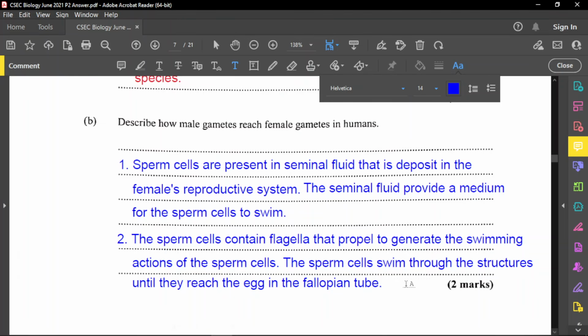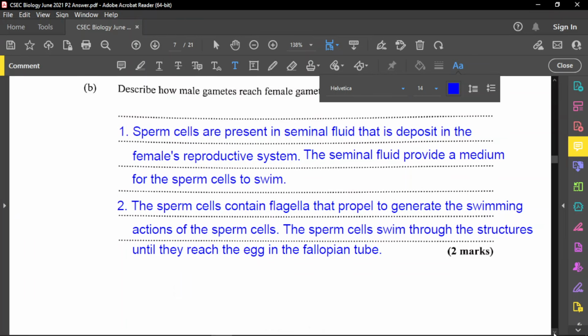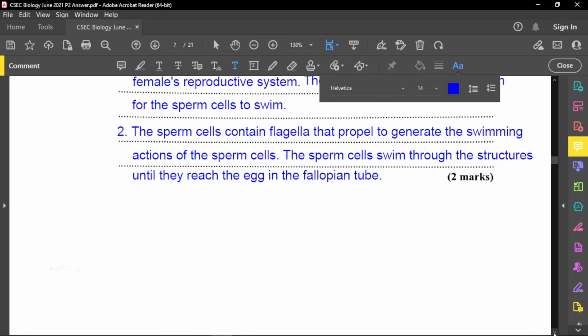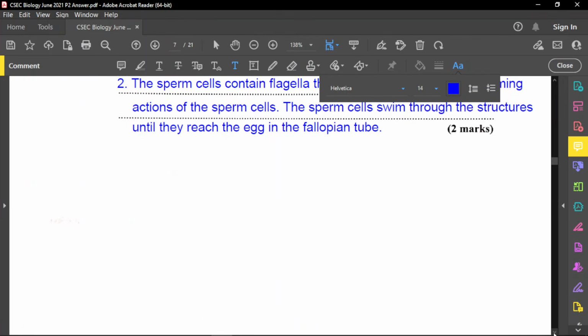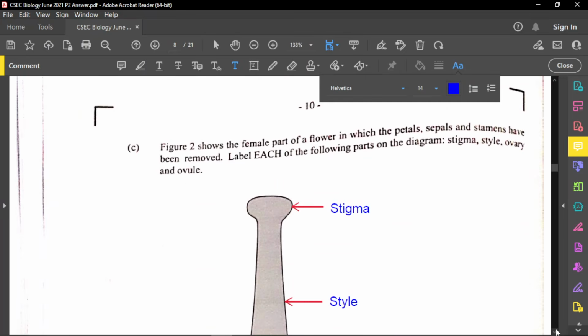The sperm cells swim through the structures of the female reproductive system until they reach the egg in the fallopian tube. Once they reach the egg in the fallopian tube, they will unite. Particularly to mention is that the nuclei unite: the nucleus from the sperm and the nucleus from the egg fuse together to form what is called a zygote.